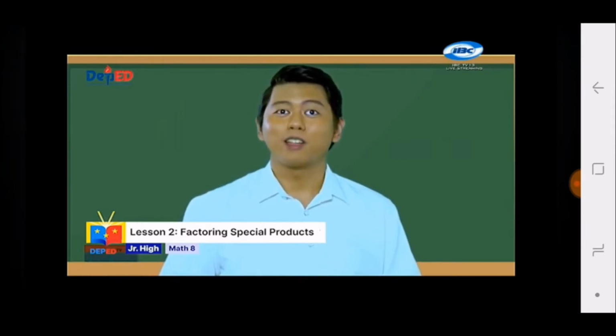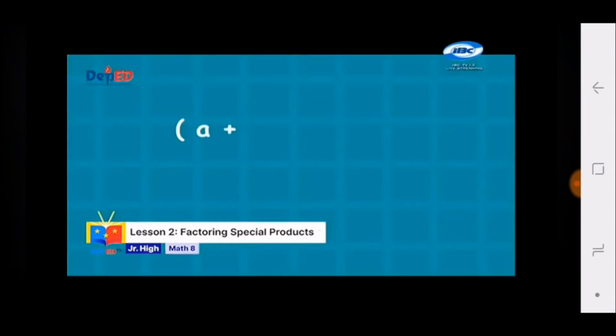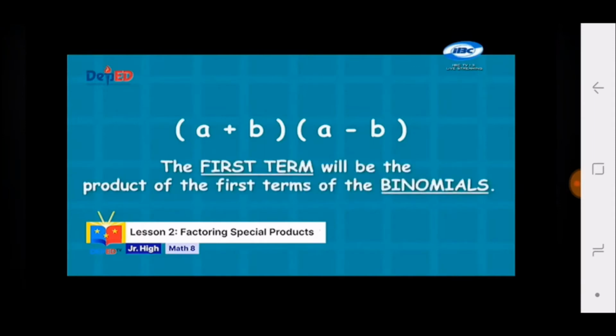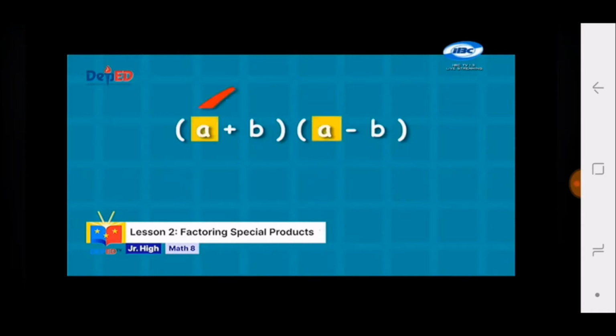Before proceeding with factoring, let us recall how to multiply polynomials. What is the product of the sum and difference of 2 terms? The quantity a plus b times the quantity a minus b. Remember that we can use the FOIL method to multiply our polynomials. We distribute each term to the other group. The first term will be the product of the first terms of each binomial, a times a, which is a squared.